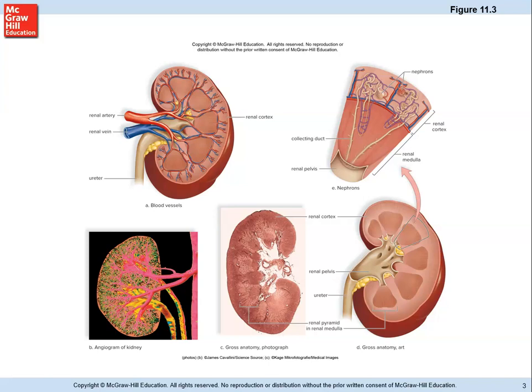So actual filtering of urine occurs out in the cortex, or maybe we should say formation of urine, and then the concentration of urine happens in the medulla. And that'll, again, make sense in a little bit.